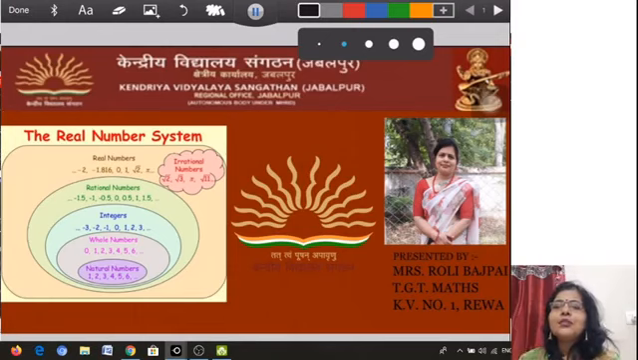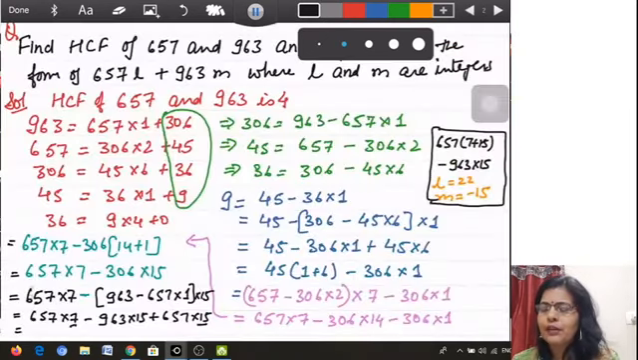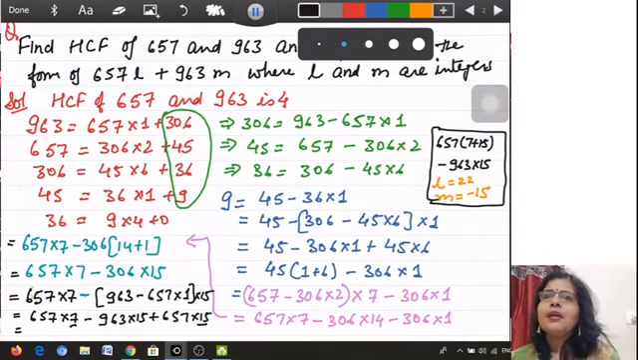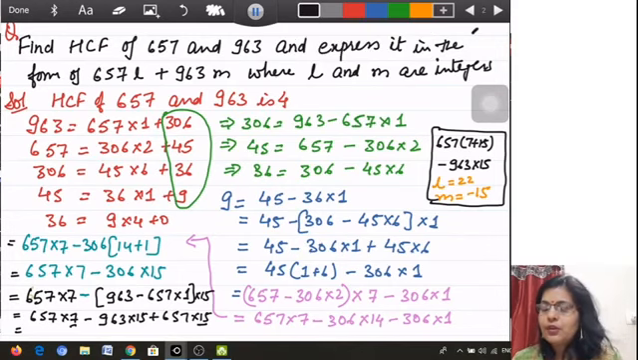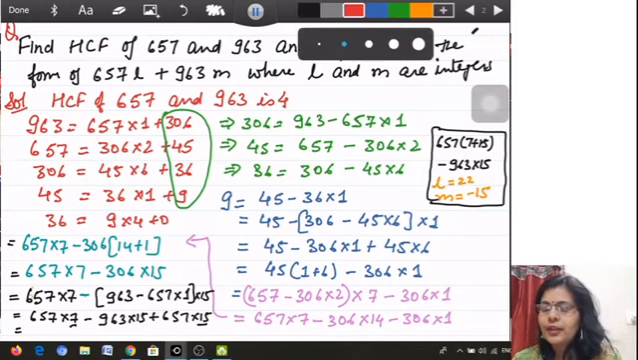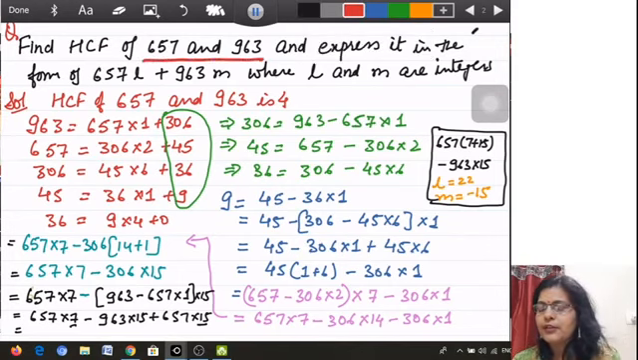In the last session, I gave you one question as homework. I hope everyone would have solved this. Let us see the sample solution of that question, and then we will begin other questions related to this chapter. The question was: find the HCF of 657 and 963.